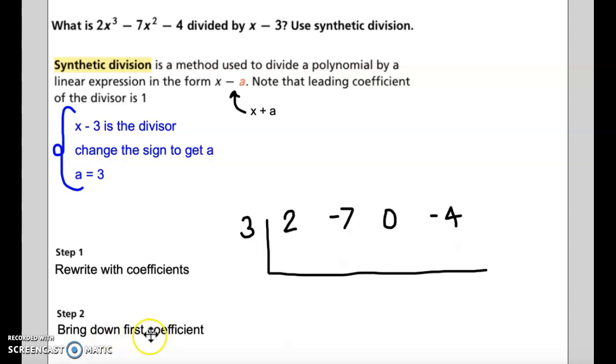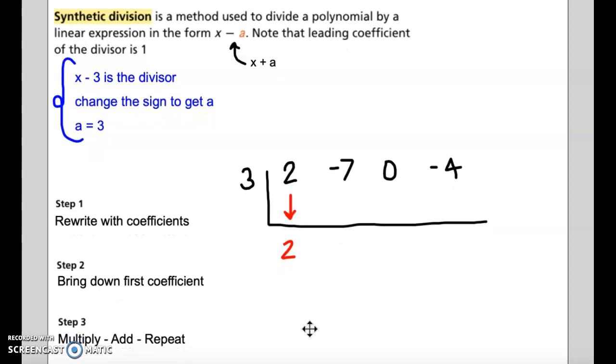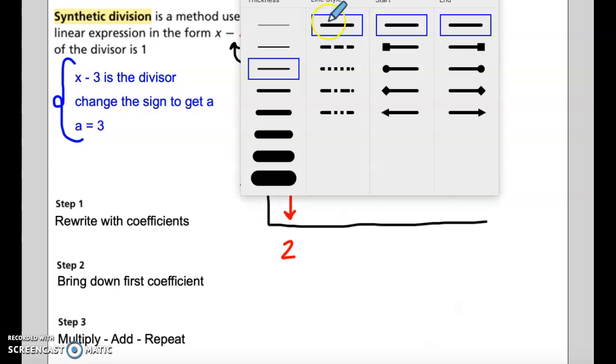Now we bring down the first coefficient, and it's really helpful to put an arrow there. So I bring down the 2. Okay, and now we start this process of doing our two favorite things, multiplying and adding, which is why we like synthetic division. We love multiplying, we love adding, let's do it all day long. So what we multiply is, normally I wouldn't write these arrows, but it's the first time we're doing it, so I will. Let's do a dotted one.